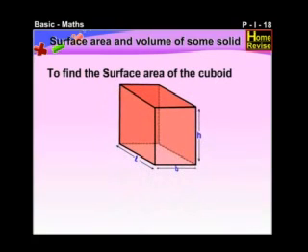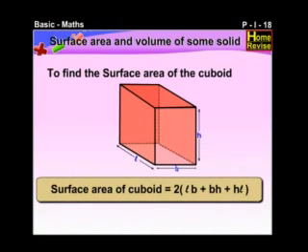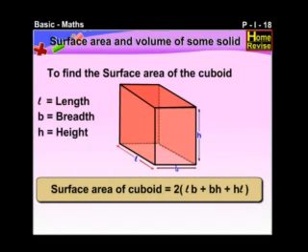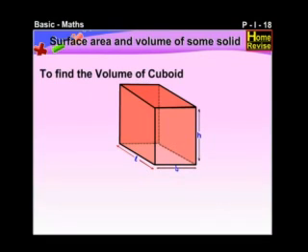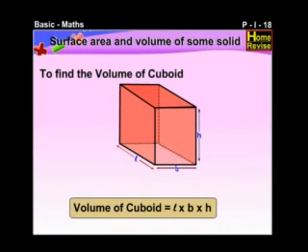Now see the formula. Surface area of cuboid is equal to 2 in the bracket L into B plus B into H plus H into L, where L means length of the cuboid, B means breadth, and H means height of the cuboid. To find the volume of this cuboid, see the formula. Volume of cuboid is equal to L into B into H.